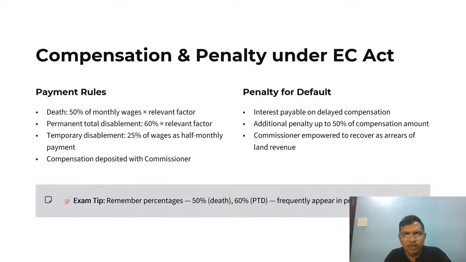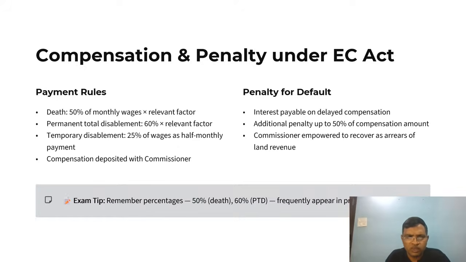Okay, penalty for default: if the company does not pay, then interest is payable on delayed compensation, plus an additional penalty of up to 50% on the compensation amount. The commissioner is empowered to recover it as arrears of land revenue. Okay, like this is the compensation and penalty under the Employee Compensation Act.